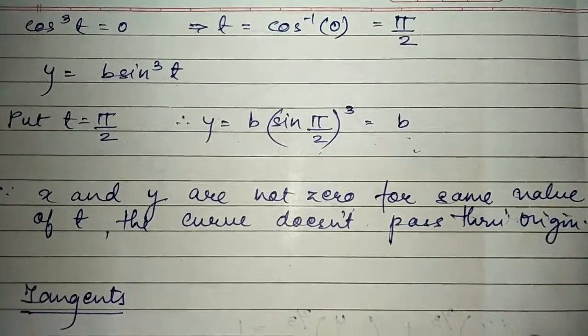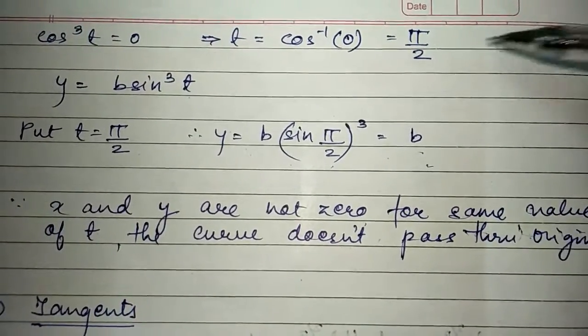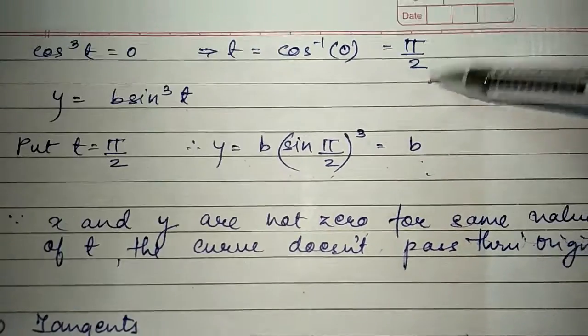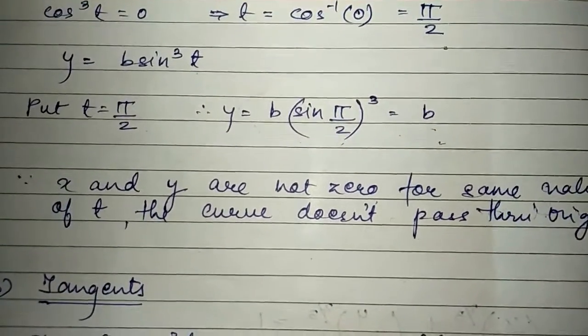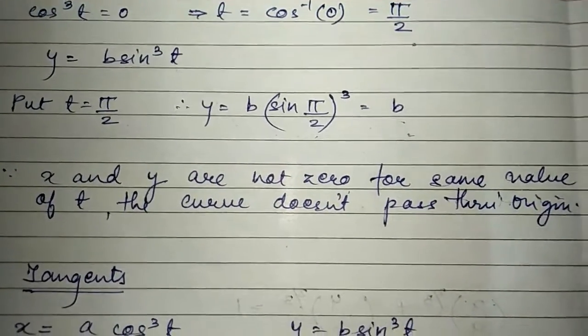First we substituted x = 0. We found the corresponding value for t. Then we substituted that value of t, that is pi by 2, in the equation for y, and we are not getting 0. That means the curve doesn't pass through the origin.